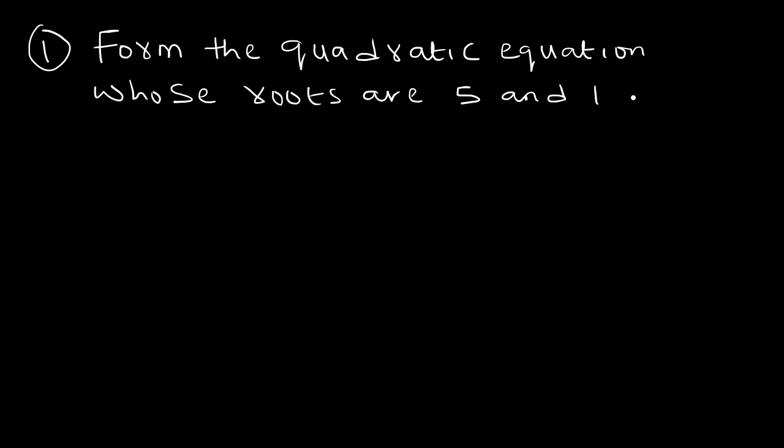Question number 1. Form the quadratic equation whose roots are 5 and 1. When solving a quadratic equation, we are required to find the roots of the equation. The equation is known, but the roots are unknown. But in this case, the roots are known, but the equation is unknown. So we are required to form or create the equation with the given roots. We are going to introduce a formula for solving problems like this.